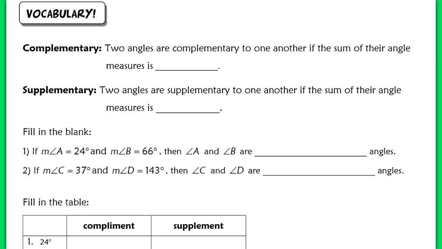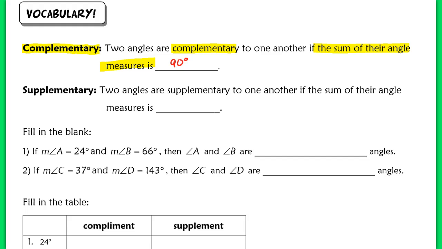Okay, we have a couple more vocabulary terms to go over. Now these might seem familiar to you because you might have talked about them in a previous math class. But the word complementary is a word often used when we talk about two angle measures. So two angles are complementary to one another if the sum of their angle measures is 90 degrees. So if we were to take two angles and if we add those measures up, we end up with 90 degrees, we call that complementary.